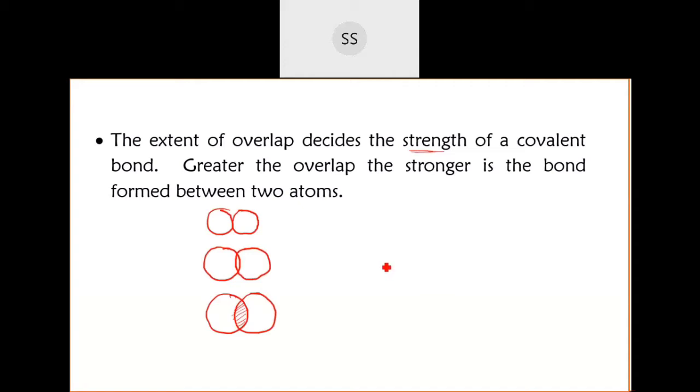It's a theoretical concept. They are just imagining this is how the VBT works, but then there is an advanced theory which we will come to later. So this is the theoretical concept given by the VBT. They say two atomic orbitals fuse together to form a molecular orbital.